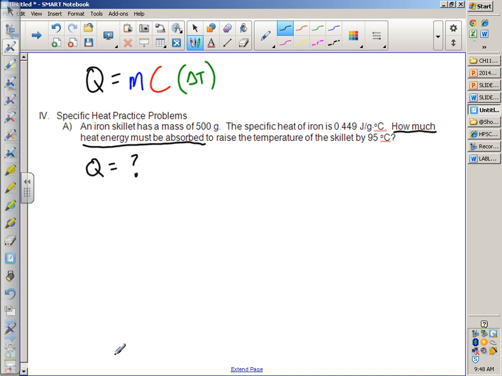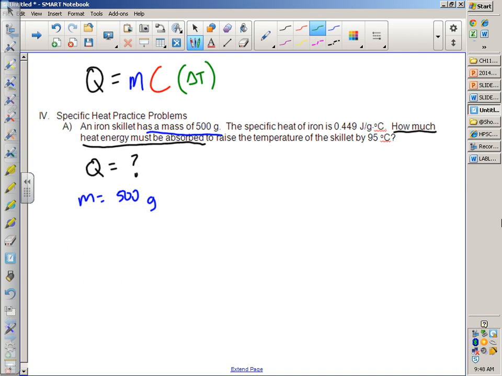All right. Now that we know what we're looking for, where should we go next? What we know. What's one thing that we know? The mass of the iron skillet. Okay, so mass of 500 grams. So M is equal to 500 grams, okay? What else did they give us to work with in this problem?